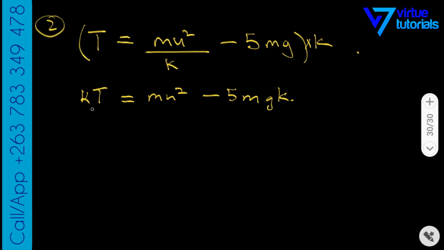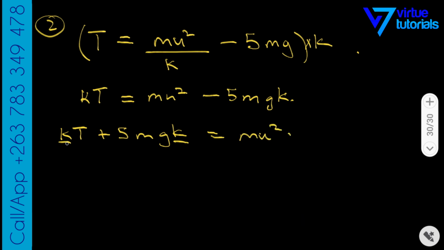So I collect everything with k to one side. So I have kt. I bring minus 5mgk that side. It becomes a plus 5mgk, right? I'm collecting things with k, right? And on the other side, I just have mu squared.